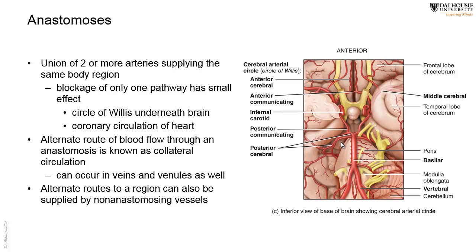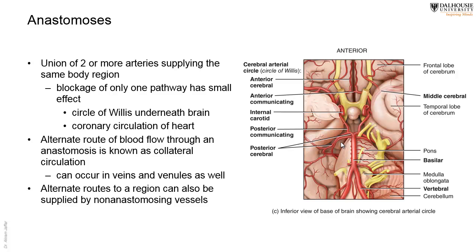Fortunately, this allows a collateral circulation. But unfortunately, the branches of the circle of Willis are actually end arteries. End arteries means that there is no anastomosis. If one of these branches is blocked, then there is no other branch that can compensate. There is no collateral circulation.